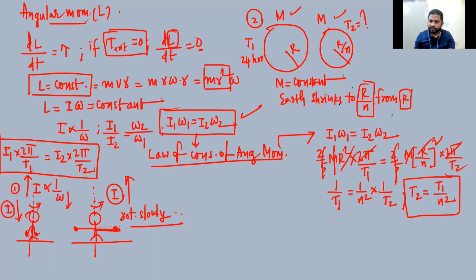Right? So for example, if your n value is 2, the radius becomes half; if n is 3, the radius becomes one third, whatever it may be. Then T2 is equal to 24 hours divided by 2 square, which is 4, and this is 6 hours. It means the time period of the Earth becomes 6 hours when its radius is halved without changing the mass.